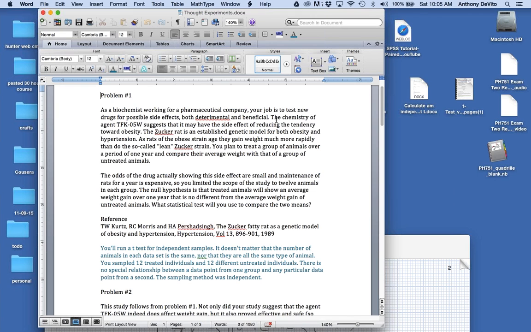So that would be a one sample t-test, obviously, because only one sample is being taken. The result of that sample is being compared to a known value.